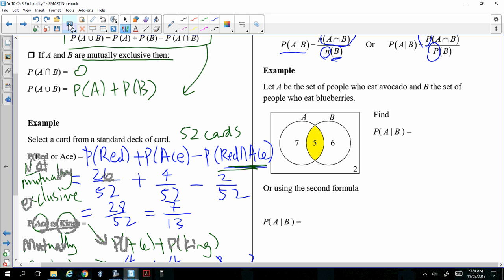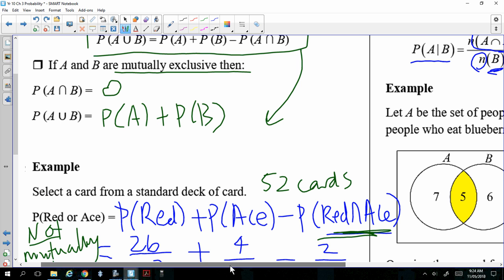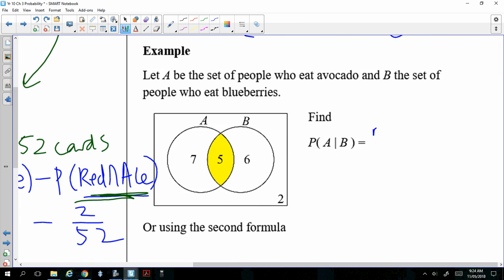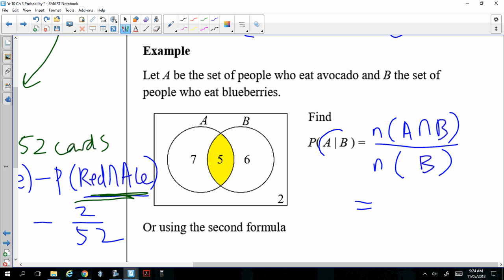Using the first formula, A given B means how many in A and B over how many in B. Just think of A given B as A over B, the fraction in B. Think of it this way, then you understand why you divide by how many in B. So how many in B? There are 11. How many in both A and B? There are 5. So given I know the person eats blueberry, out of those who eat blueberry, which is 11, there are 5 who also eat avocado, right? That's using the first formula.